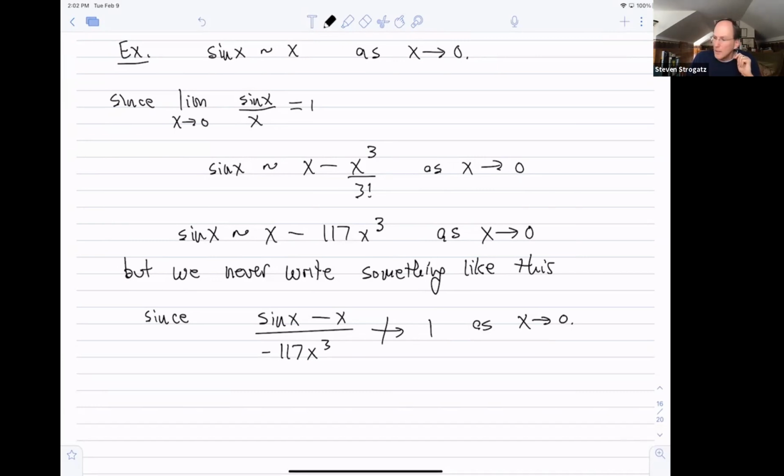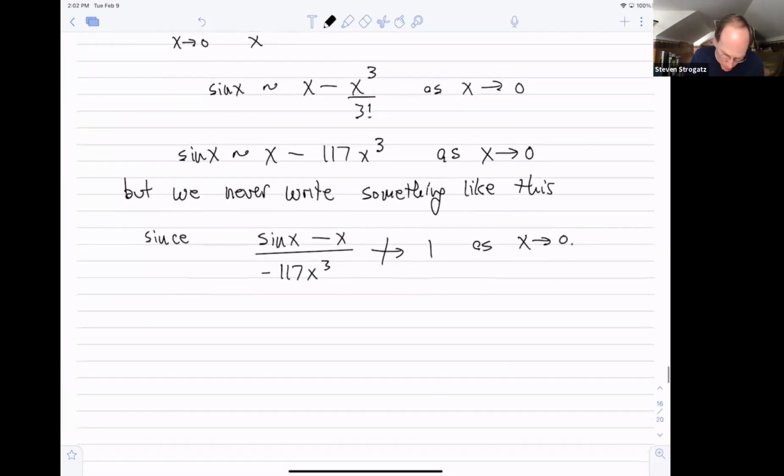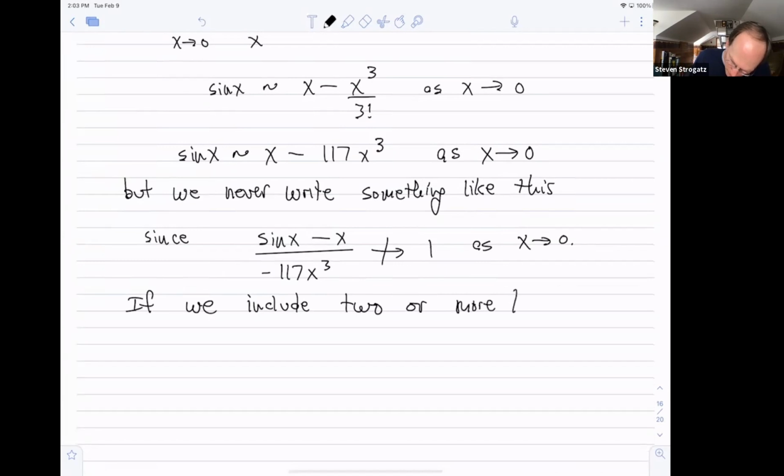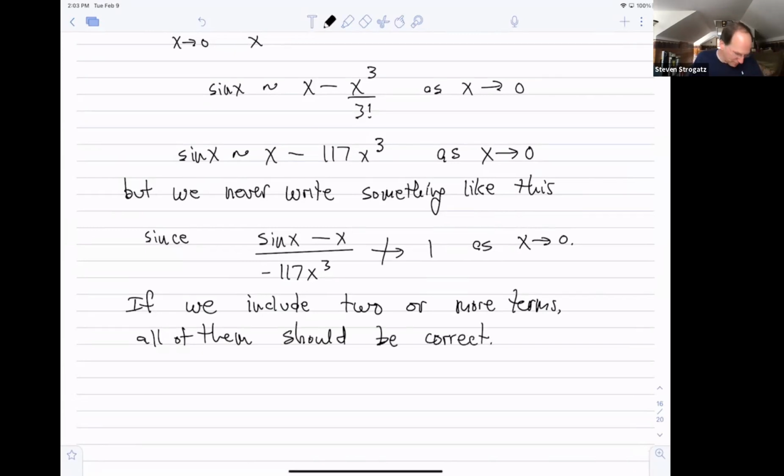So the lesson here is, if we're going to include more terms in an asymptotic expansion or an asymptotic approximation, so if we include 2 or more terms, all of them are supposed to be correct in the sense of this example. I can say that more precisely, but I think you get the idea of what I'm driving at.